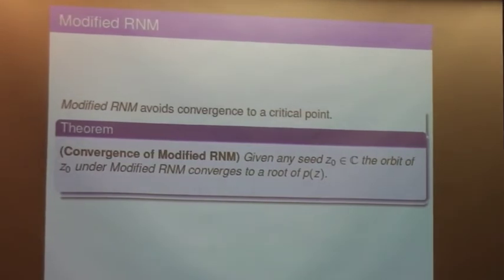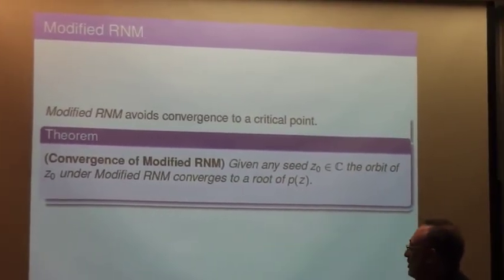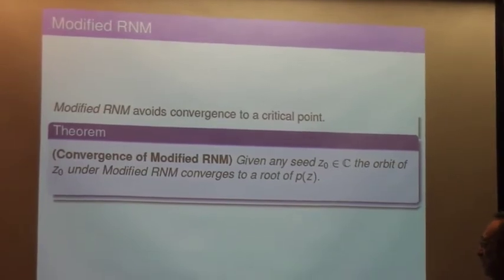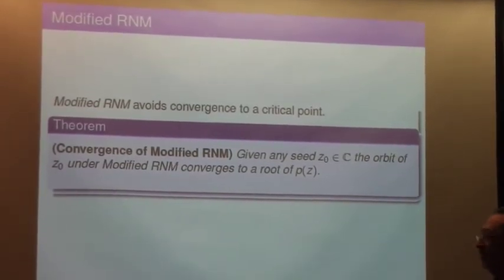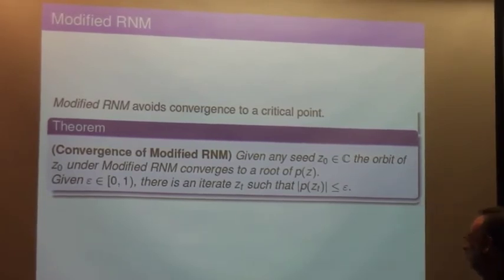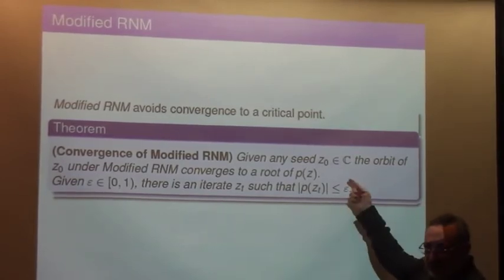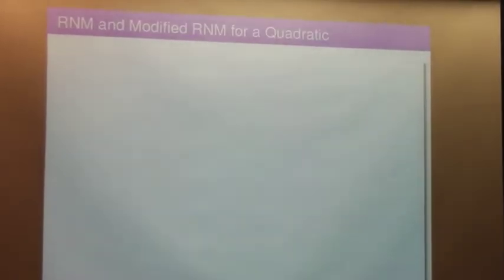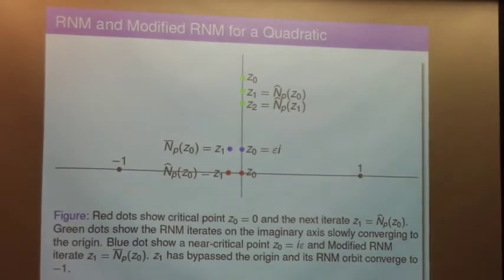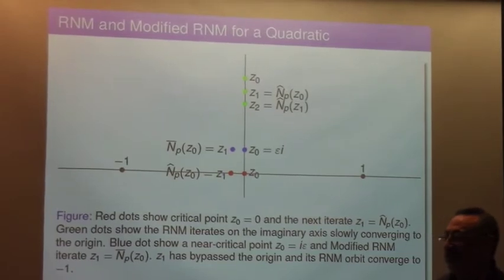And so we can prove that given any seed, the orbit under the modified RNM converges to a root of the cubic. Given epsilon, there is an iterate Zt such that this is the standard bound. What is it in terms of epsilon? I don't know that.